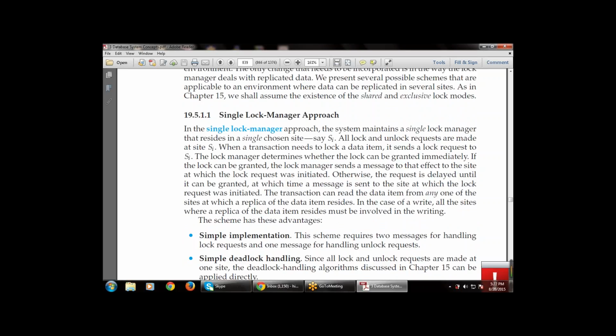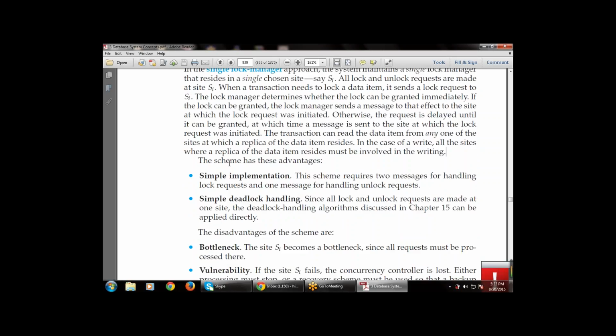The scheme has two advantages. What are the advantages of this single lock manager approach? First is simple implementation: implementing the single lock manager is a very easy task. This scheme requires two messages for handling a lock request and one message for handling an unlock request. Next is simple deadlock handling: since all the lock and unlock requests are made at one site, the deadlock handling mechanism can be applied in a direct manner.